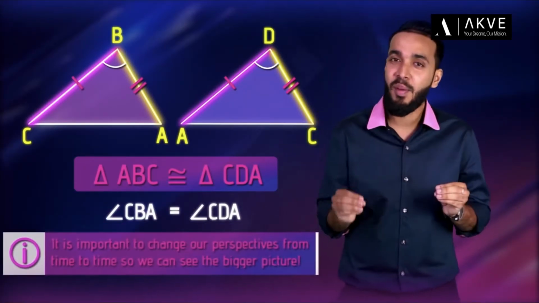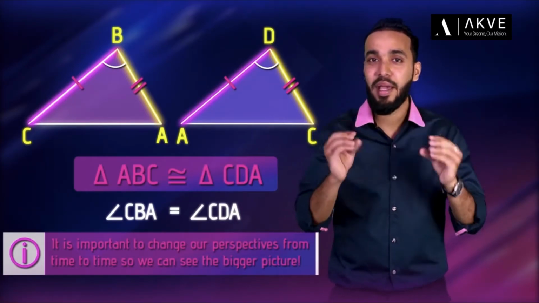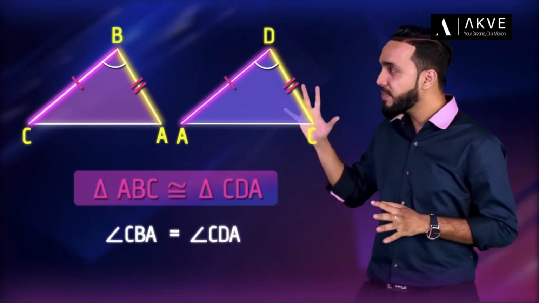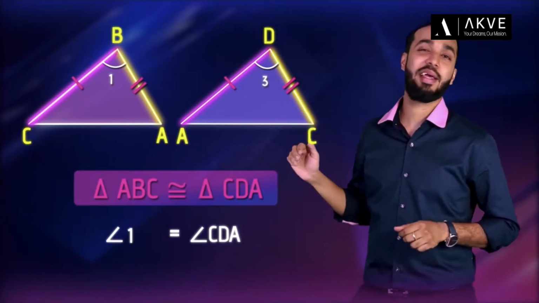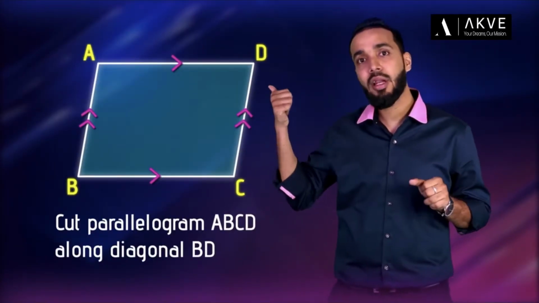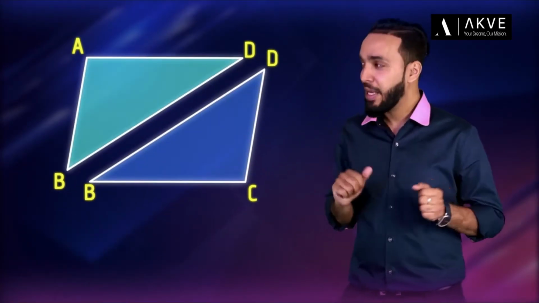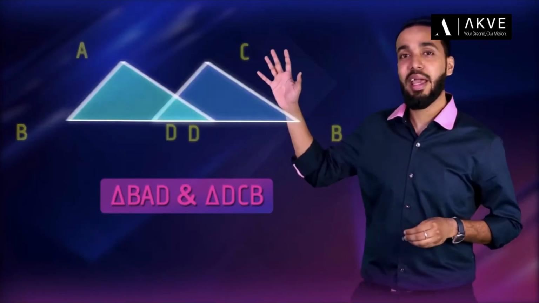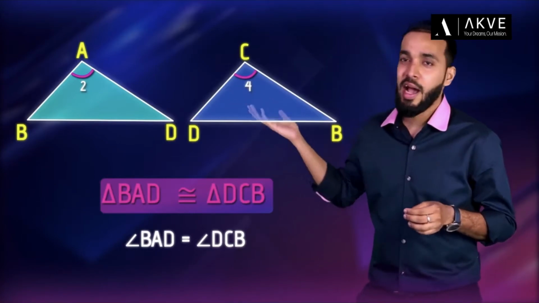This is why it is important to change our perspectives from time to time so we can see the bigger picture. Let's not get too philosophical here. If we name these angles 1 and 3, we can say that angle 1 is equal to angle 3. Now, if we had cut the parent parallelogram along the other diagonal BD, we would again get two triangles, namely BAD and DCB.